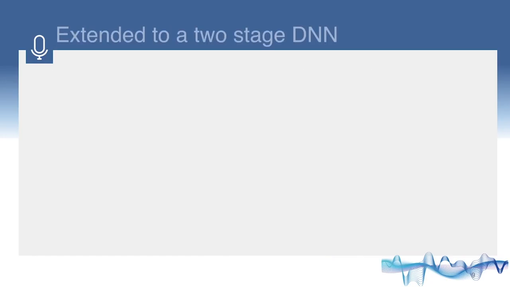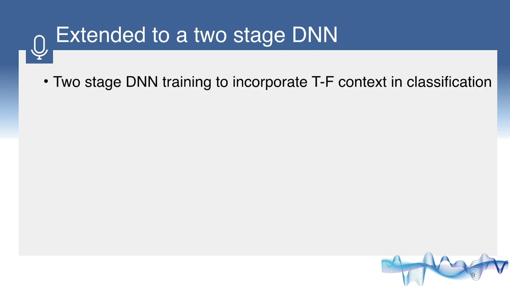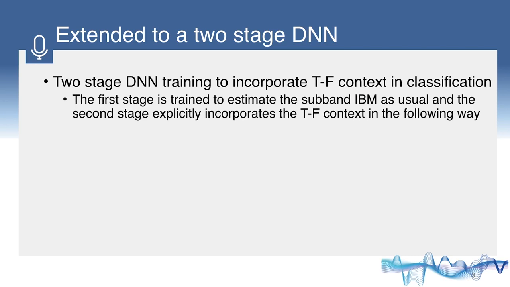These features form the input to the subband DNNs, 64 in total, to learn more discriminative features. After DNN training, input features and learned features of the last hidden layers are concatenated and fed to a linear SVM to estimate the subband IBM efficiently. The above algorithm was further extended to a 2-stage DNN, where the first stage is trained to estimate the subband IBM, and the second stage explicitly incorporates the TF context in the following way.